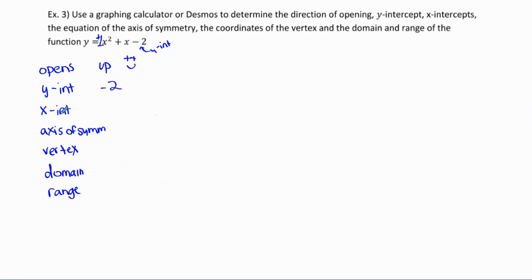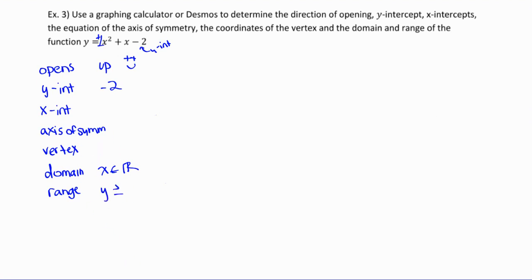It doesn't tell us our x-intercepts, our axis of symmetry, or our vertex, but we do know our domain is going to be everything. And range, since this is opening up, I'm going to have a minimum value. So my y's are going to be greater than or equal to whatever that minimum value is. So we need to find our vertex for that.